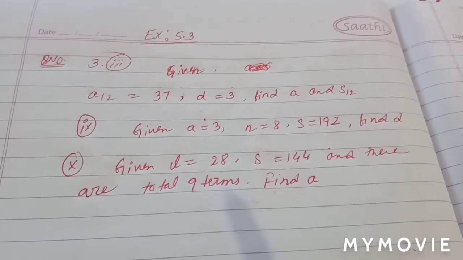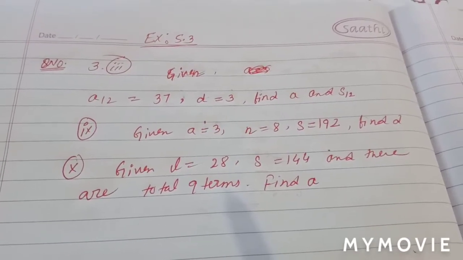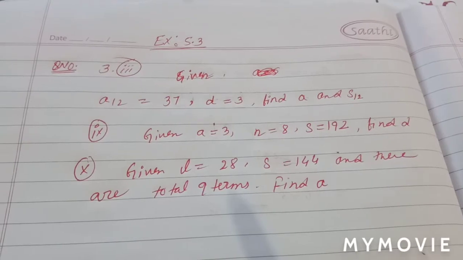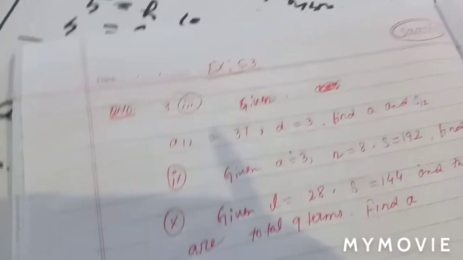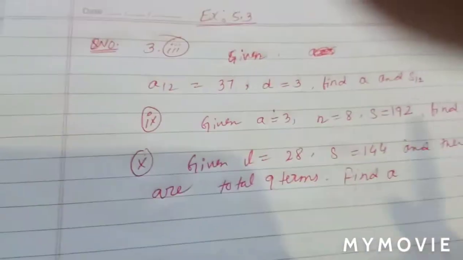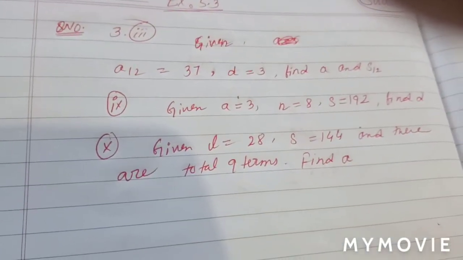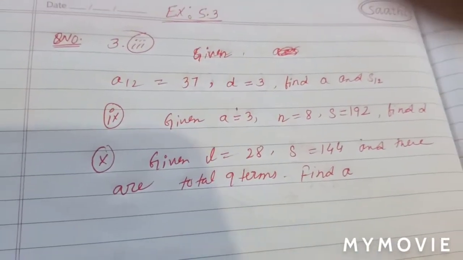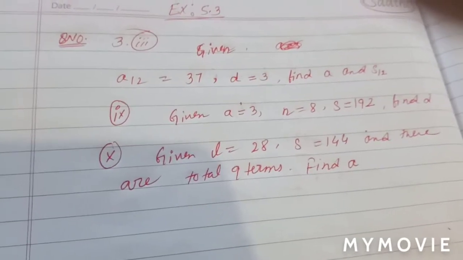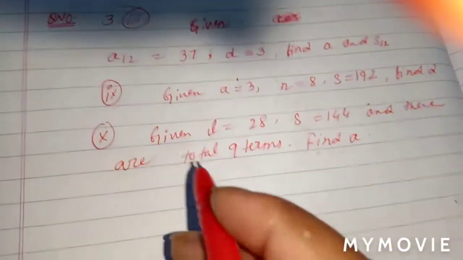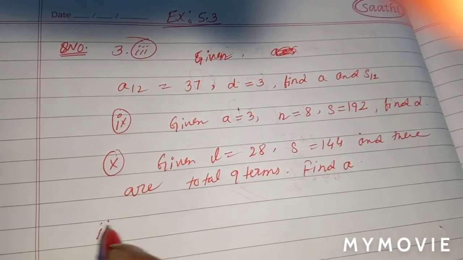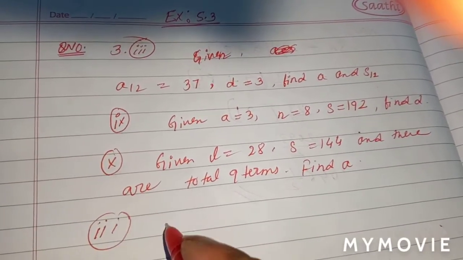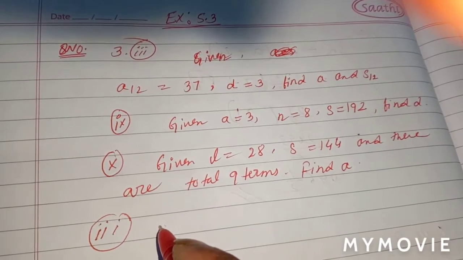Number 3: given A12 is 37, D is equal to 3, find S12. Means the 12th term and the common difference are given. You need to find out the first term A and the sum of 12 terms. Okay. See, number 3 solution.